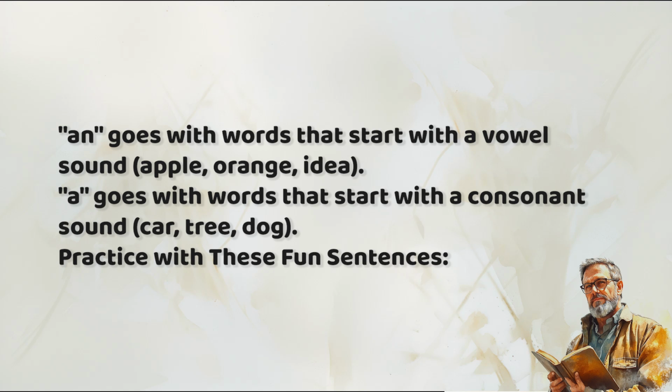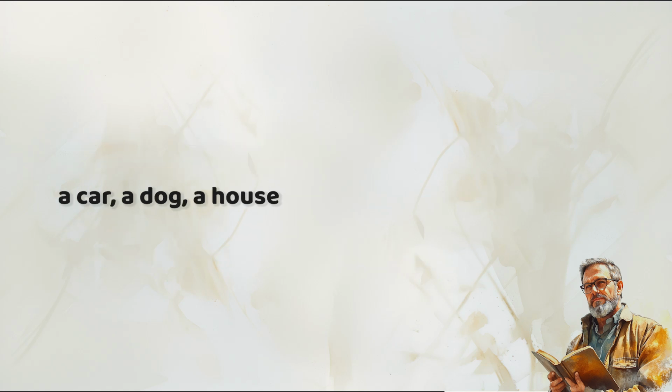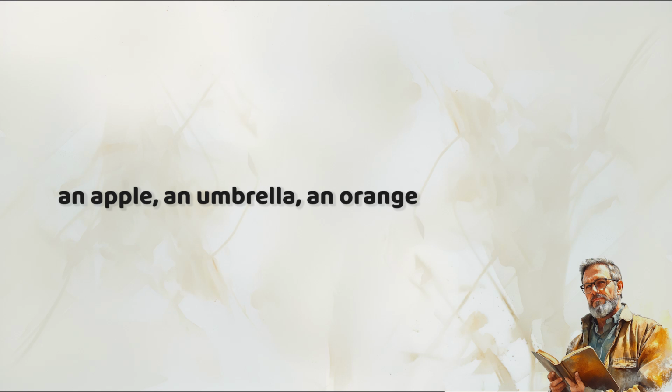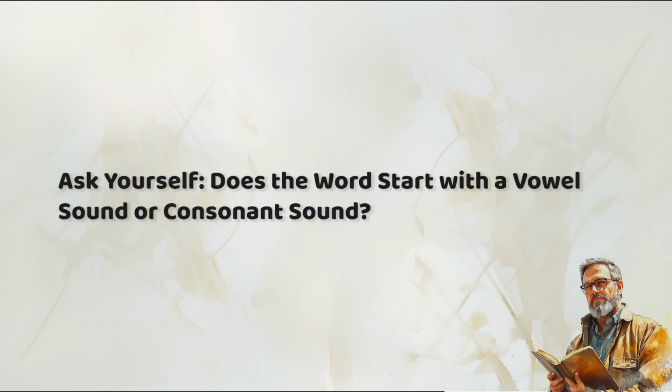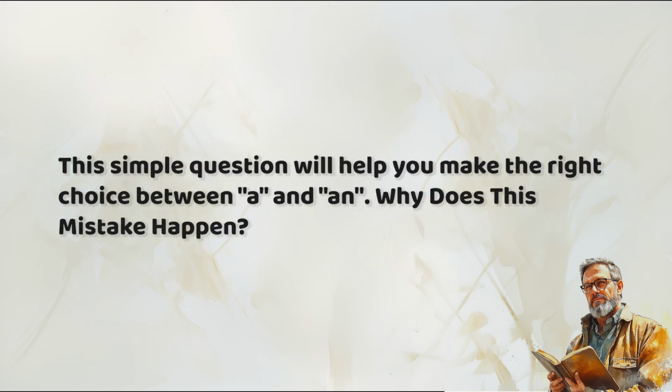Practice with these fun sentences. A car, a dog, a house. An apple, an umbrella, an orange. A university, an hour, a yellow pencil. Ask yourself, does the word start with a vowel sound or consonant sound? This simple question will help you make the right choice between a and an.